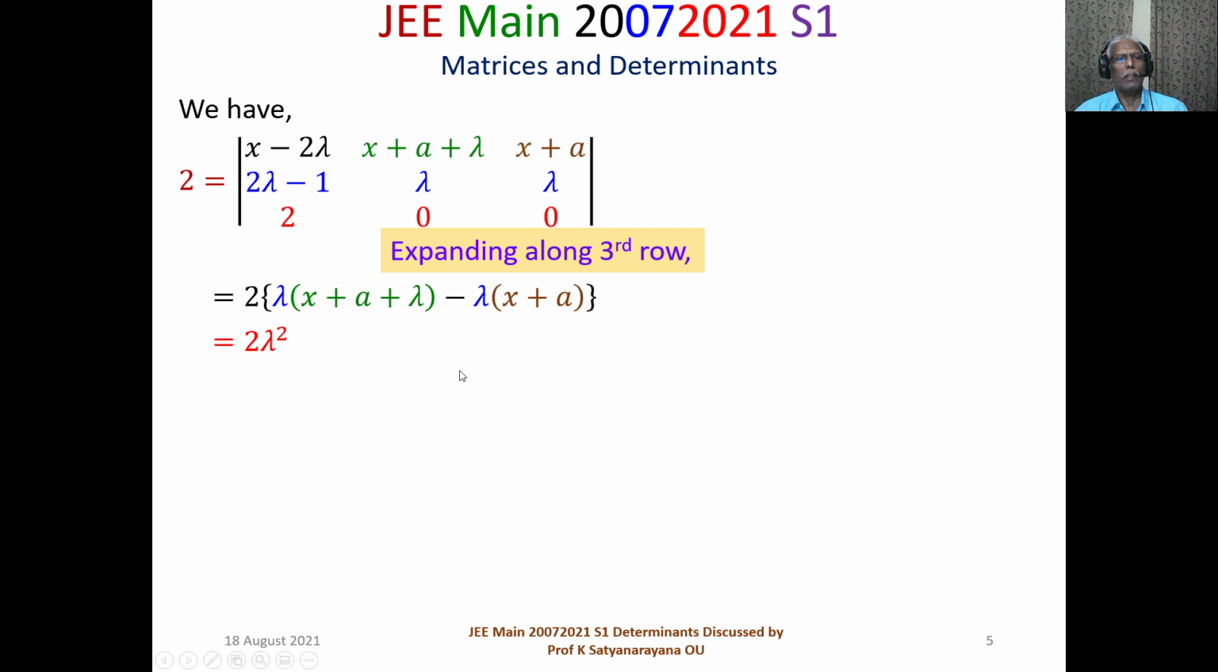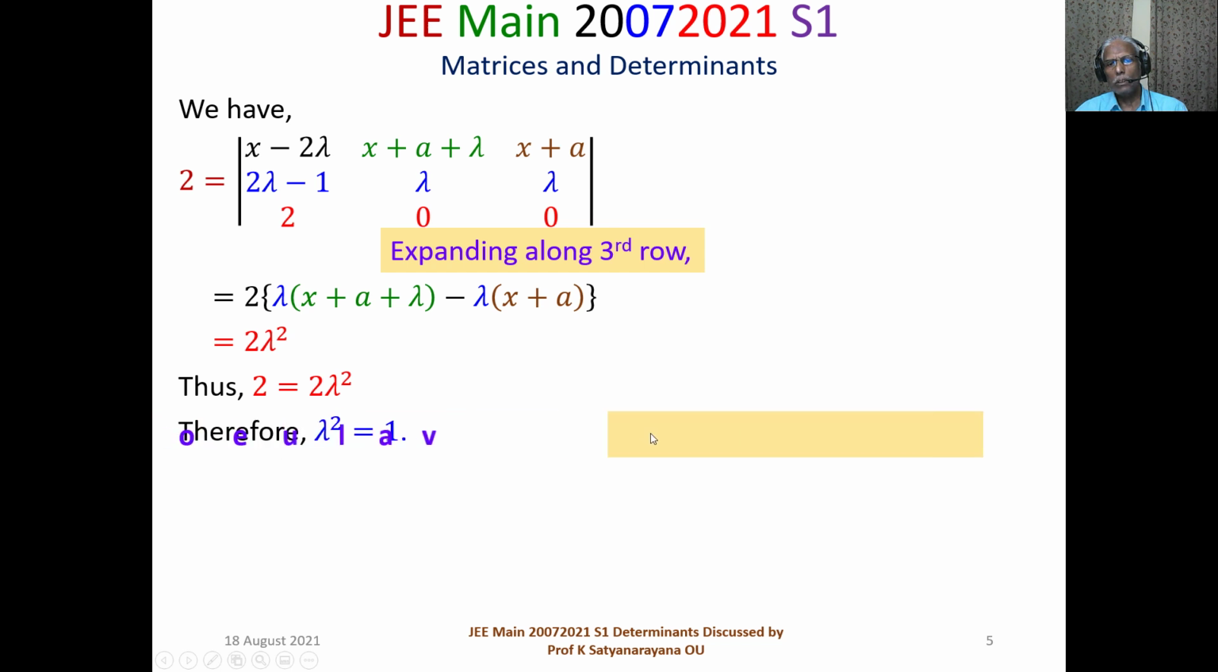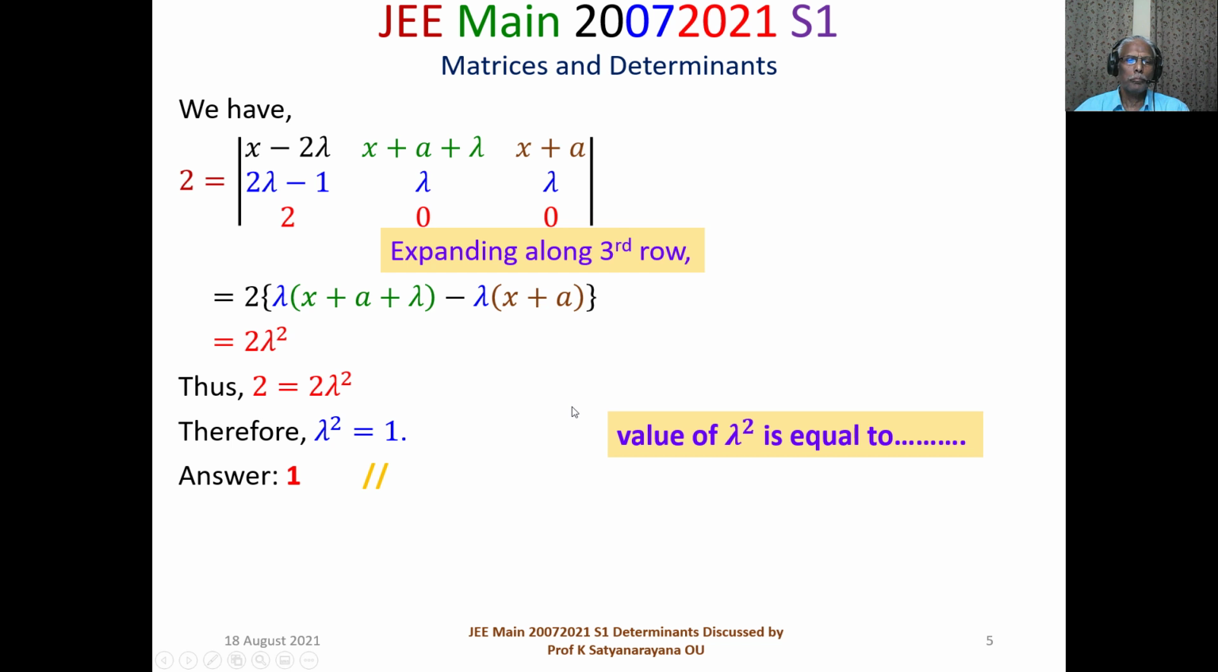So that will be 2 times lambda square. So what we got is 2 is equal to 2 times lambda square, and therefore lambda square is equal to 1. What is the question asked? The question asked is find the value of lambda square. That is, the value of lambda square is equal to dash dash dash. So the dash is to be filled by 1. So therefore our answer is 1, and this completes the discussion of the problem.